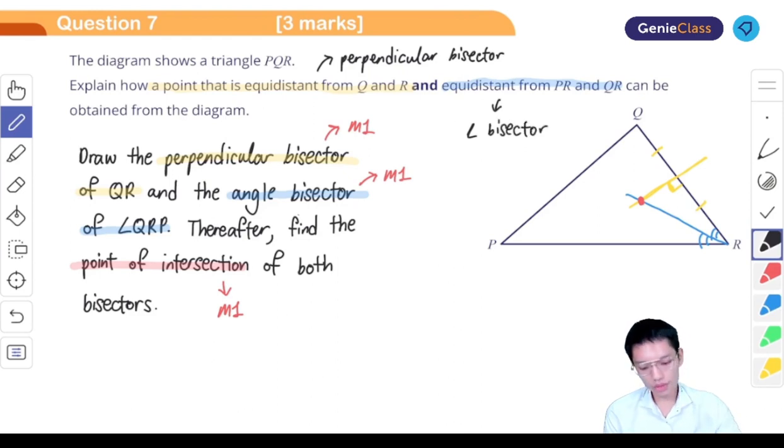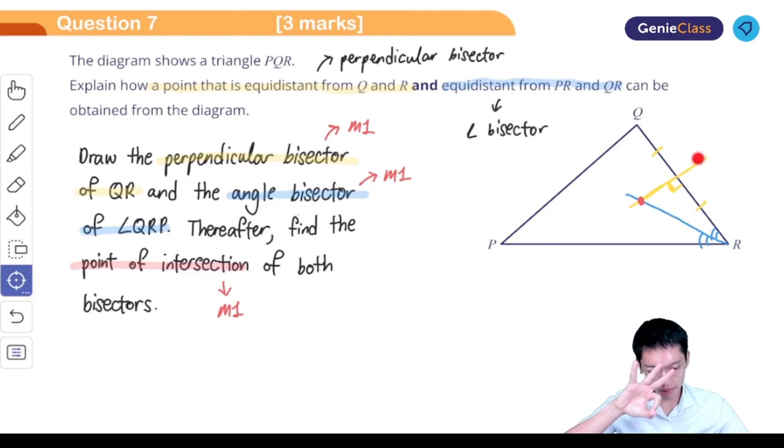Based on these two, if you draw the lines, usually this question breaks down into three parts. Part one, they will ask you to draw the perpendicular bisector. Part two, angle bisector. Part three, points of intersection, and find the point of intersection. 3 marks here, of course with the dimensions drawn, but in this case there are no dimensions given, so you don't have to draw.